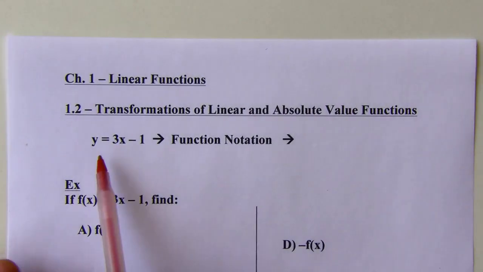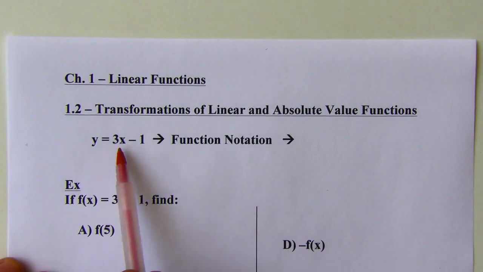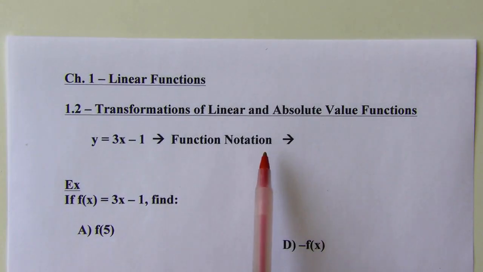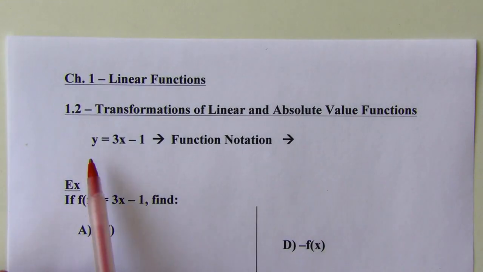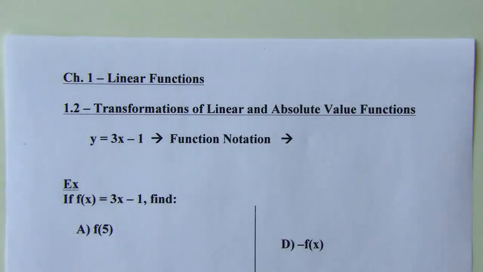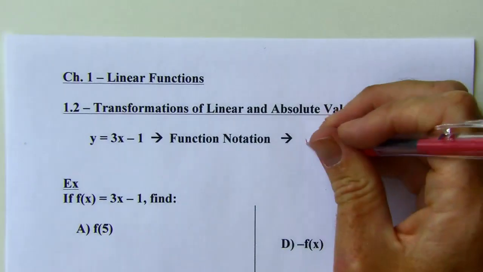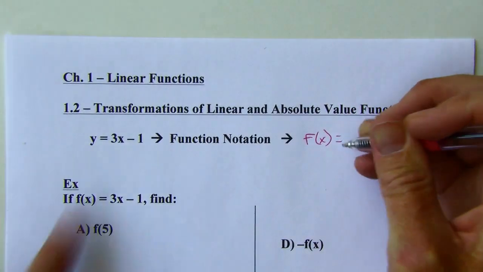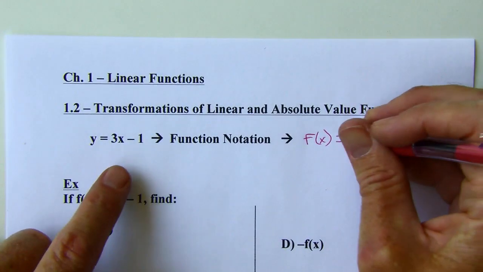Okay, so here we've got a linear equation. We've got two variables, that makes it a linear equation. I'm going to rewrite this in function notation. It's almost the same thing. The only difference really is that the y is going to get replaced with f of x. Okay, so here we go. f of x is going to be in the place of the y.